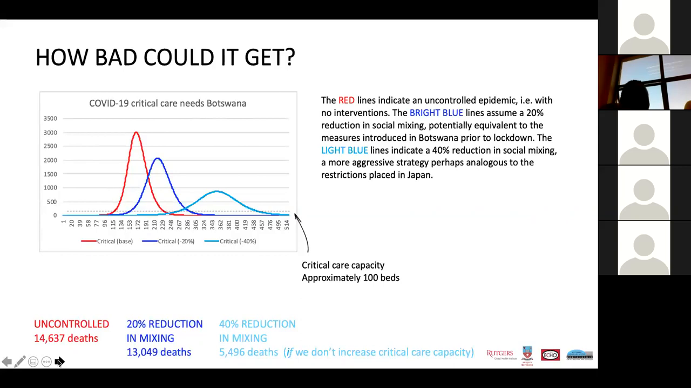We're going to have the advantage of being able to watch what happens in China and in Europe and in the US over the next few weeks, and then we can work out what we can apply from what we learn there to the Botswana epidemic. So that's the end of this brief talk, and happy to answer any questions.